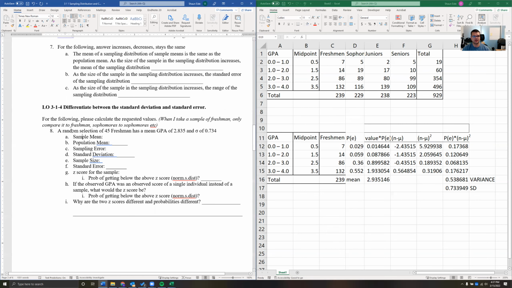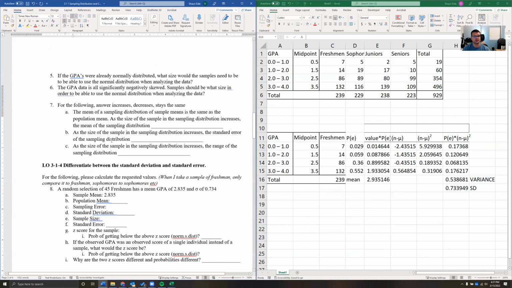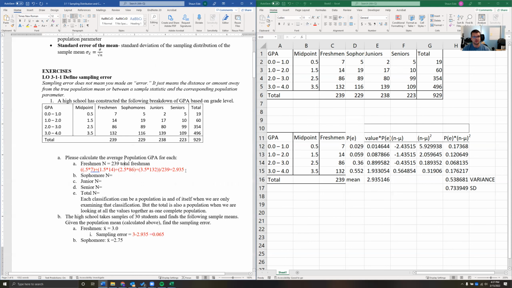And then coming down here, you've got a random selection of 45 freshmen. It has a mean of 2.835. So what is the sample mean? Well, the sample mean is 2.835. So it's literally 2.835. Okay, what is the population mean? You're going to get the population mean from up here. Population mean, 2.935.